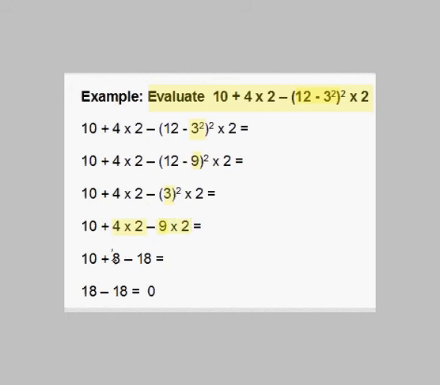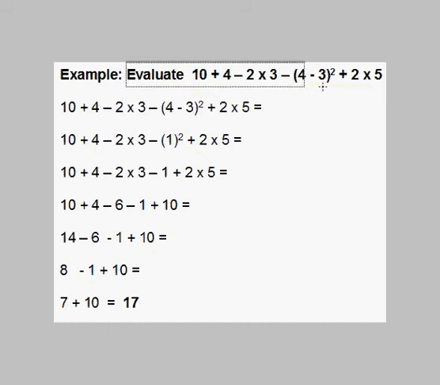The 4 times 2 turns into an 8. The 9 times 2 turns into an 18. And I leave the subtraction sign between the two quantities. And now we add and subtract from left to right. 10 plus 8 makes 18. So then we have 18 minus the other 18, and that gives us an answer of 0.